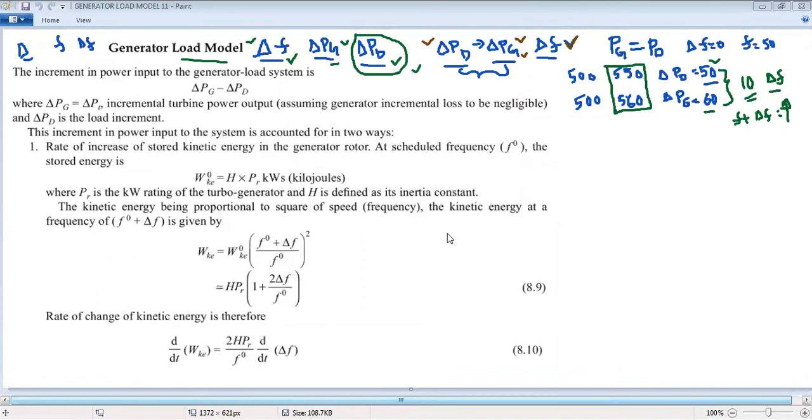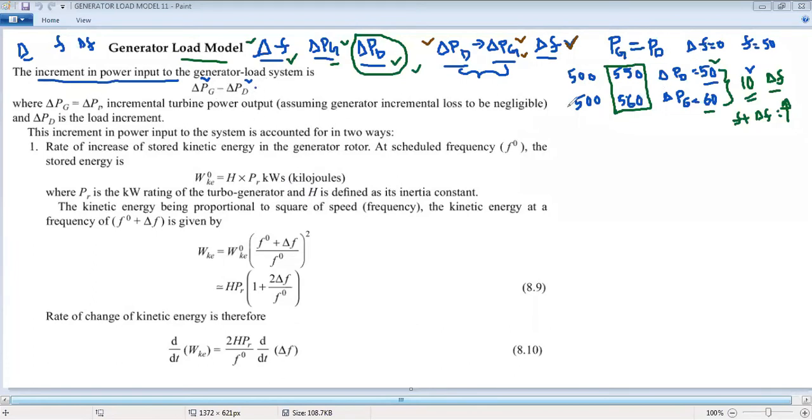Now here he has given the increment in the power input to the generator load system. In this example, it is given by 10 megawatt. So delta PG minus delta PD: what is the change in the load demand, and what is the amount we have generated? If the change in the load demand and the change in the generation are equal, then delta PG minus delta PD will be equal to 0.